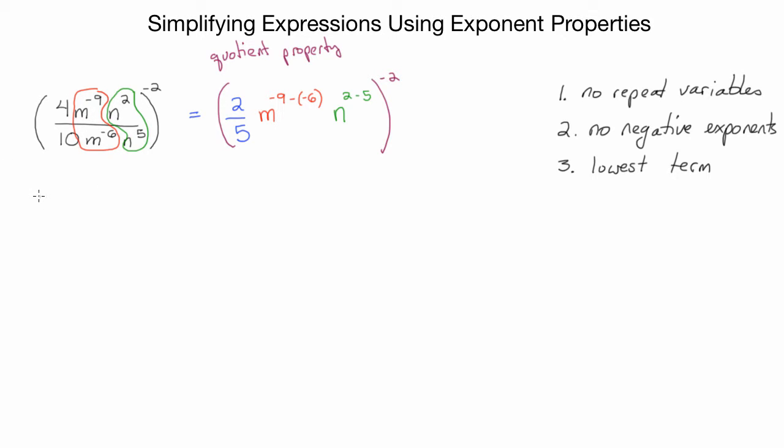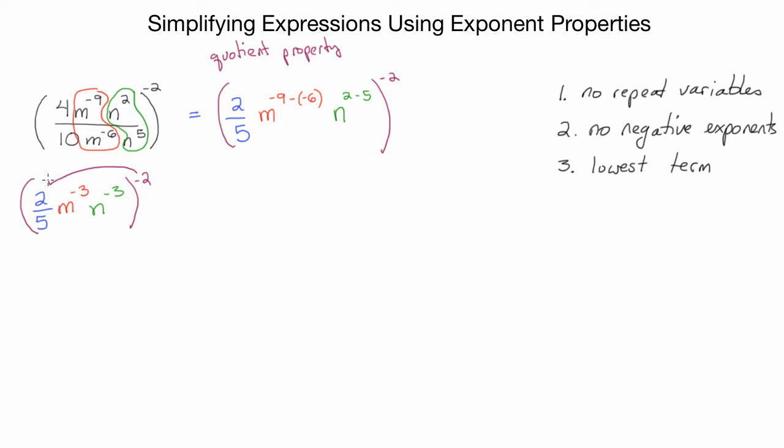So we still have 2/5. But now let's do the subtraction. Negative 9 minus negative 6 turns into negative 9 plus 6. So I end up with m to the negative third. And for n, it so happens 2 minus 5 is also n to the negative third. And it's all to the negative 2 power. Well, it's simplified on the inside. Now let's go ahead and apply the negative 2 exponent to everything.